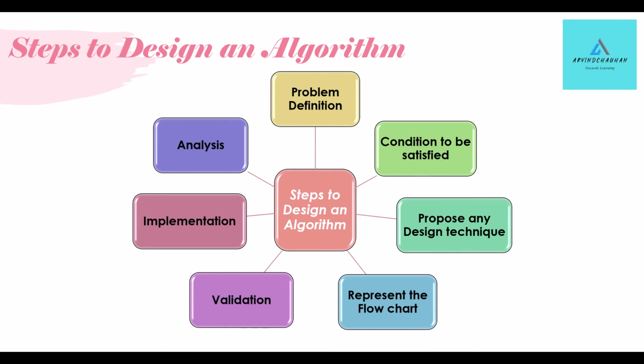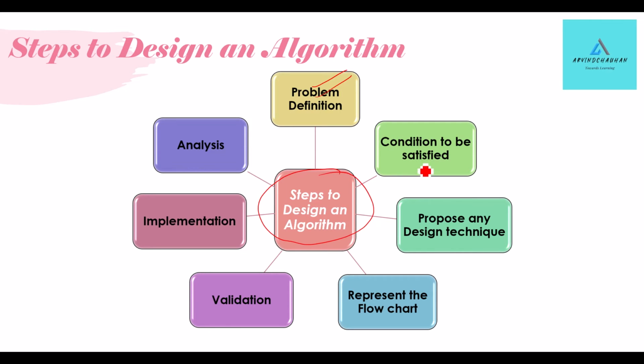These are the steps to design an algorithm, right? We will discuss what the steps to design an algorithm are. So the first step is problem definition. Problem definition means whenever you are planning to design an algorithm, first you have to consider which kind of problem you are designing the algorithm for, right? You look at what the input values are and what the output values will be for that problem. So based on that, you have to design an algorithm, right?